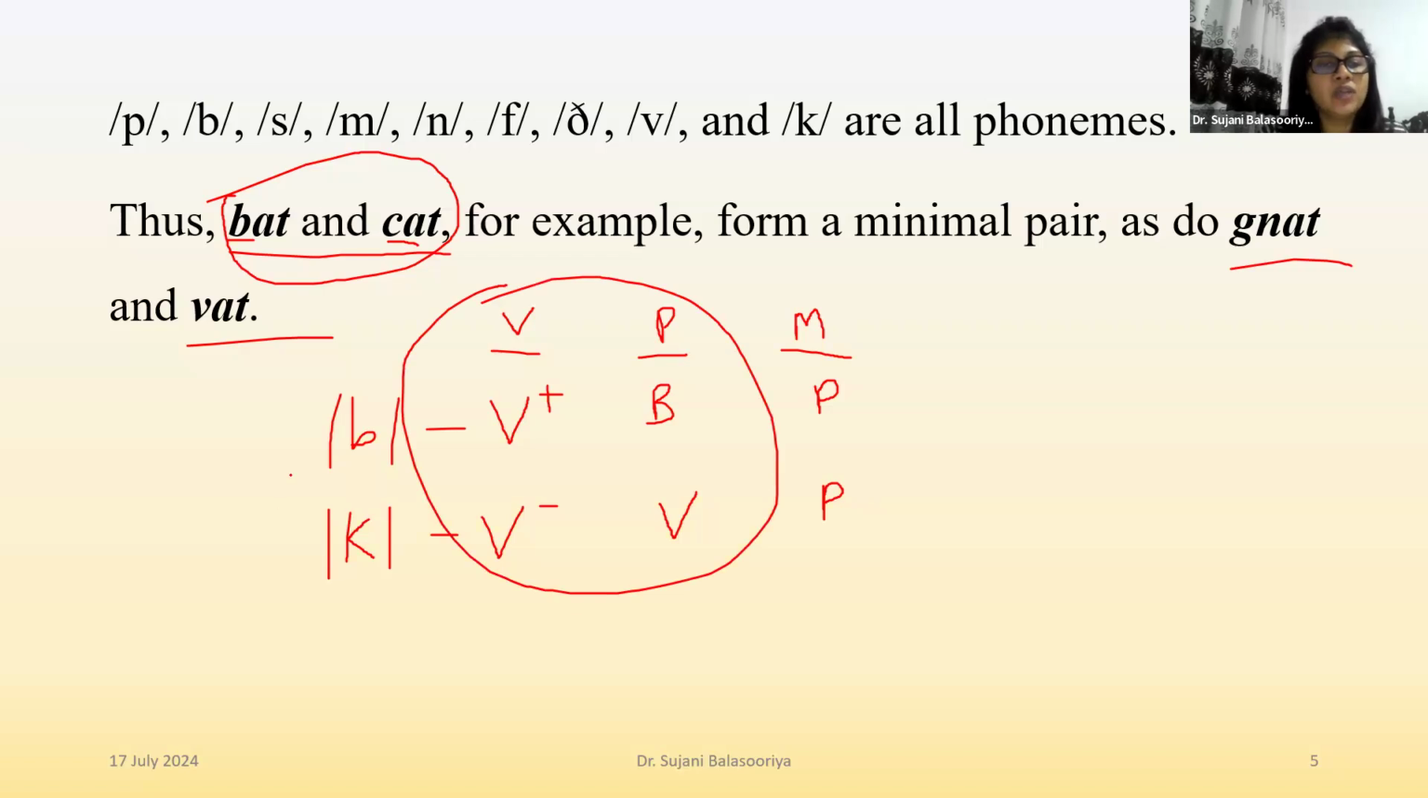I will give you another example before I go into the other point.